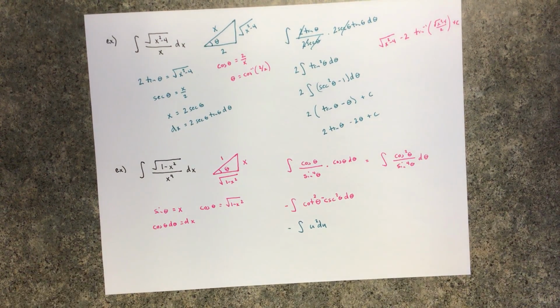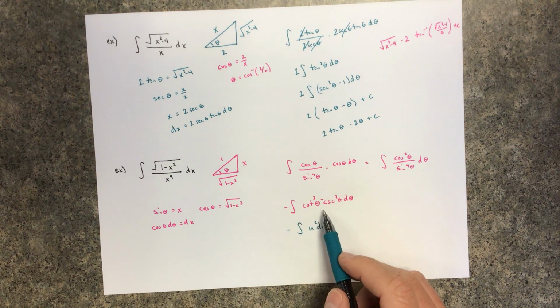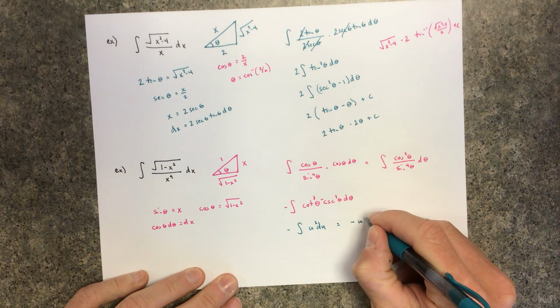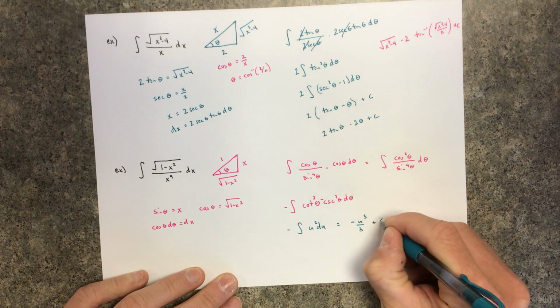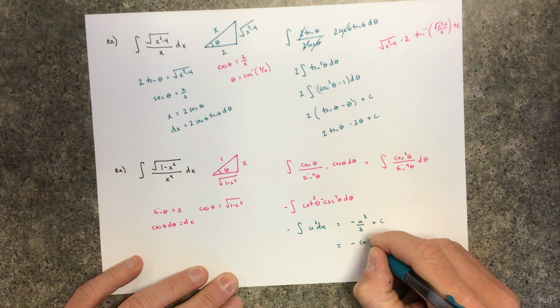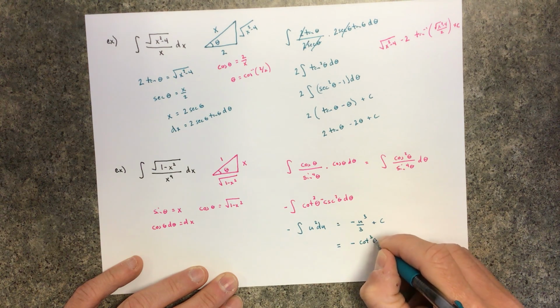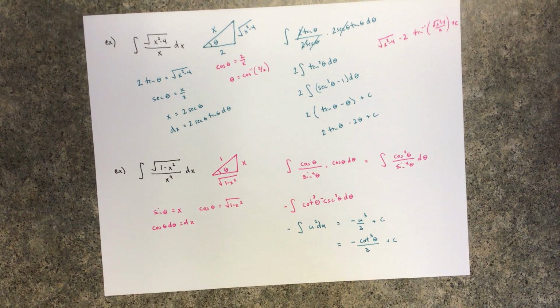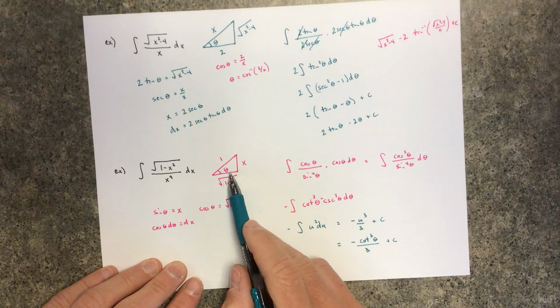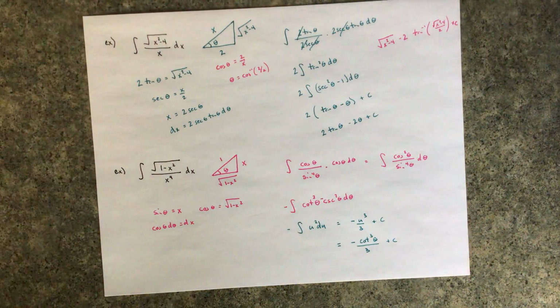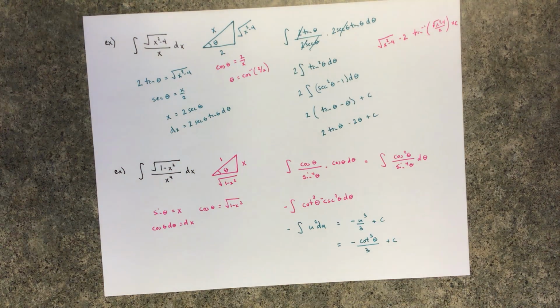Again, think about why that's true. If u is cotangent, du is negative cosecant squared. So this is really just u squared du with a negative sign. I know how to integrate that. That's just u cubed over 3 plus c. U was cotangent, so this is negative cotangent cubed theta over 3 plus c. And then I have to look back here to figure out what cotangent is. Cotangent, remember that's just adjacent over opposite. So I can do that.